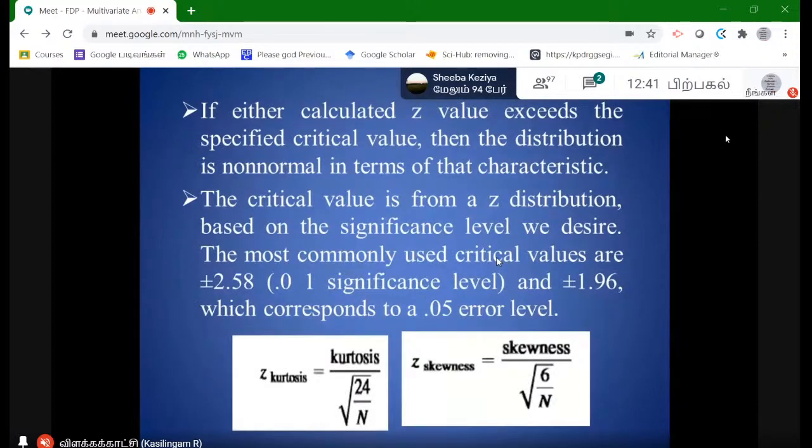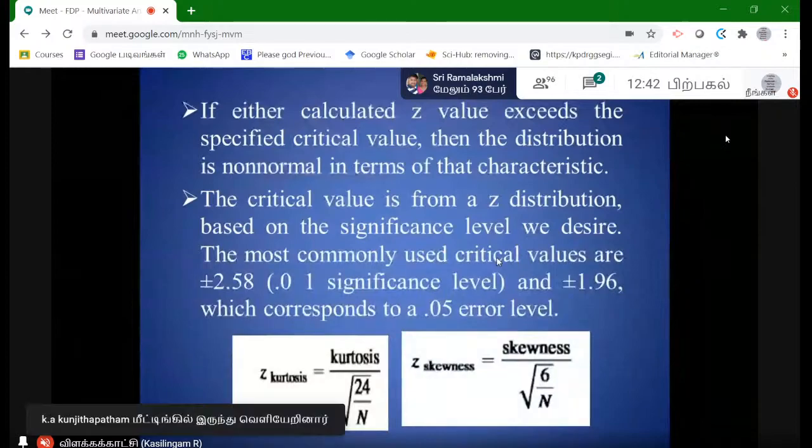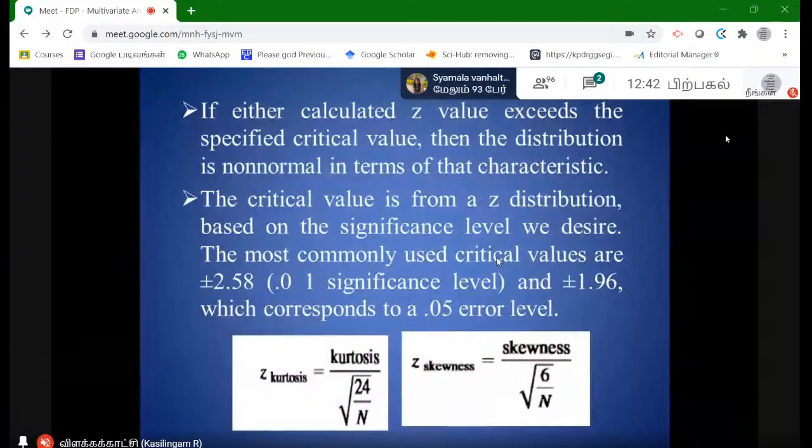Now, what we are going to do is kurtosis divided by standard error, and skewness divided by standard error. Okay, that is what I used with Explore. Alright. Skewness divided by standard error, kurtosis divided by standard error. If this is less than 1.96 or 2.58, then you will say the data is normal. This you can use.